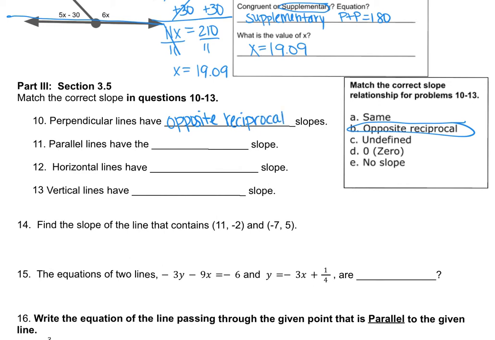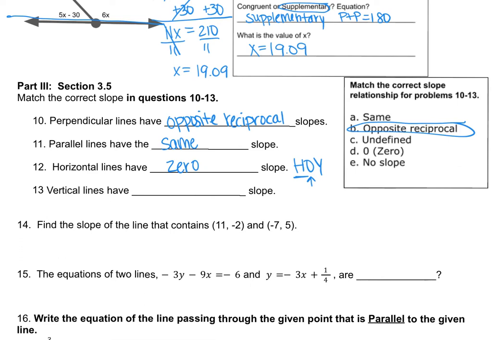Number 11 is talking about parallel lines. For this one, parallel lines have to have the same slope, the exact same number. Number 12, horizontal lines. If you remember, we talked about hoy and bucks. Horizontal is hoy because you have your H right there. The middle letter tells you what the slope is. So here our slope is going to be 0.